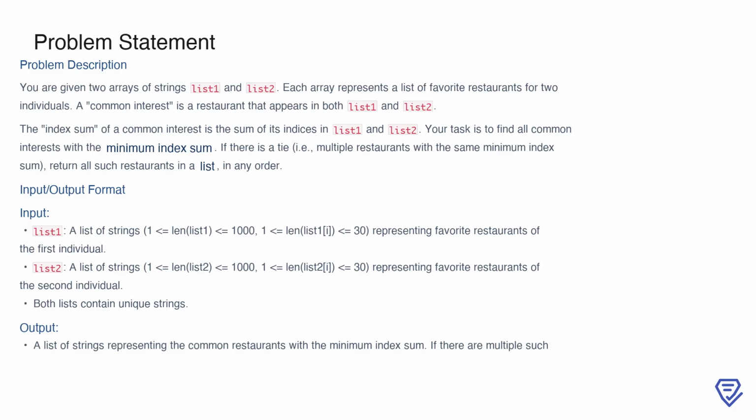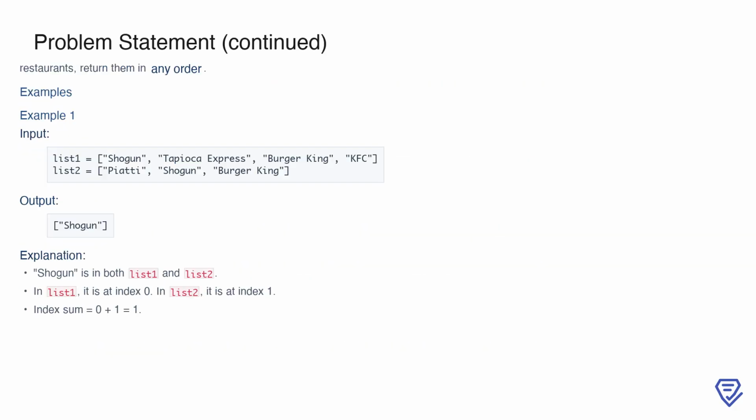If there are multiple restaurants with the same minimum index sum, we include all of them in the output, and the order of the output does not matter. Additionally, the problem provides constraints on the size of the input, ensuring that the maximum length of each list is 1000 and each restaurant name has a maximum length of 30 characters. Importantly, all strings in both lists are guaranteed to be unique. Let's look at an example to better understand the problem.